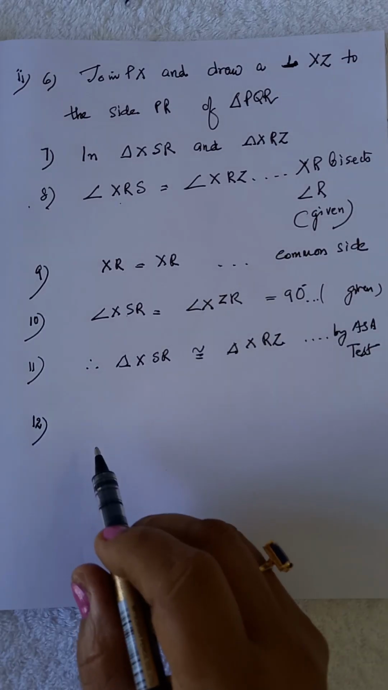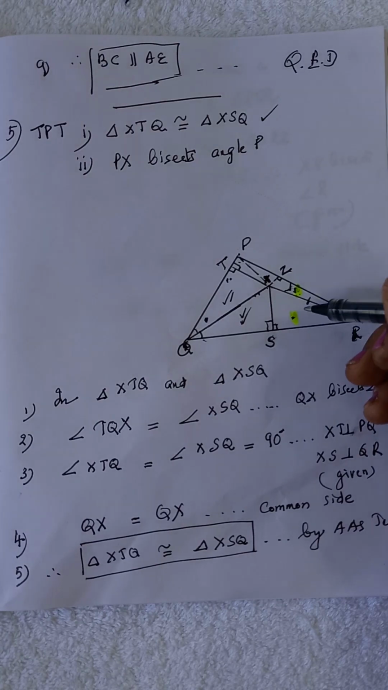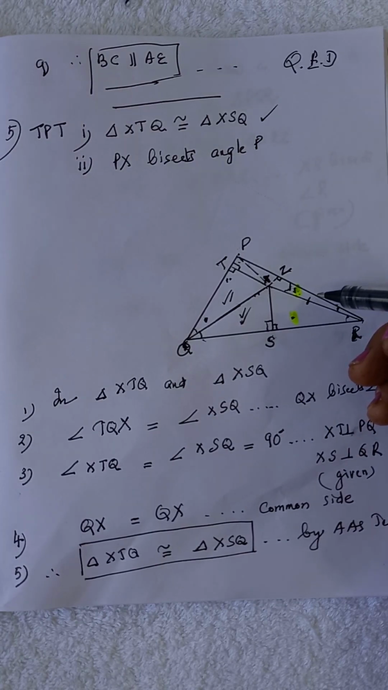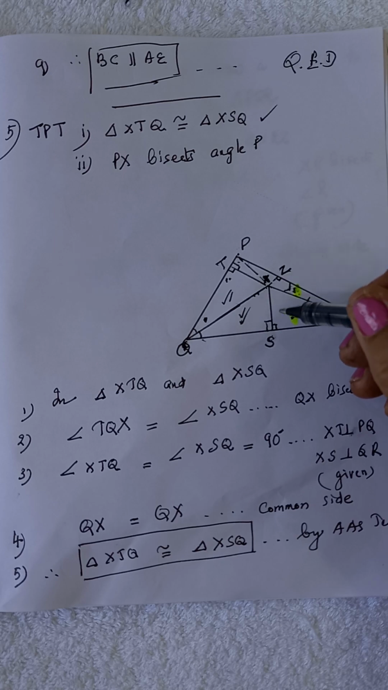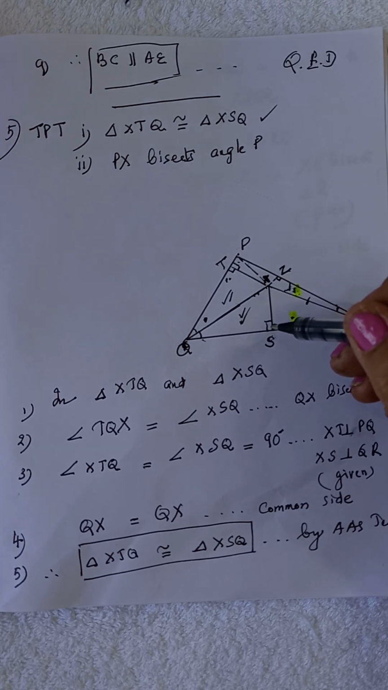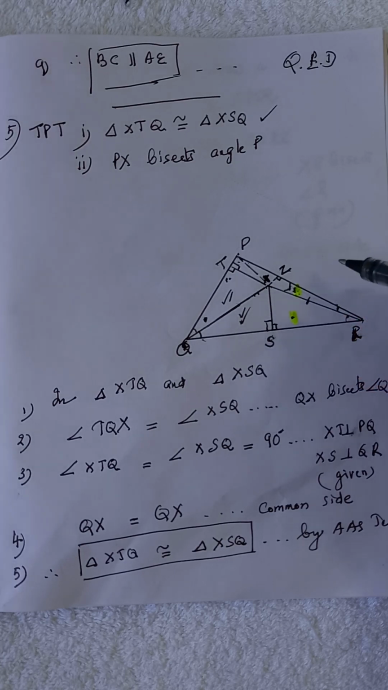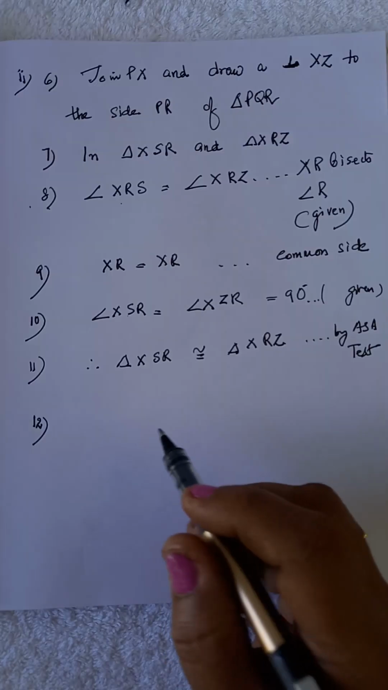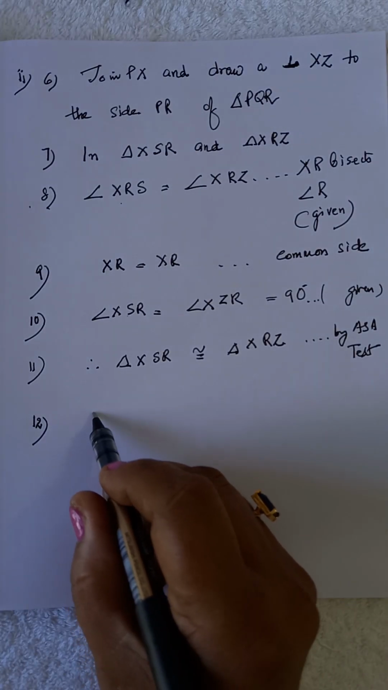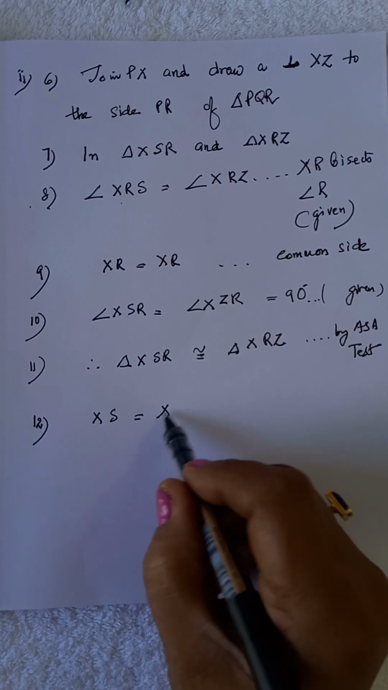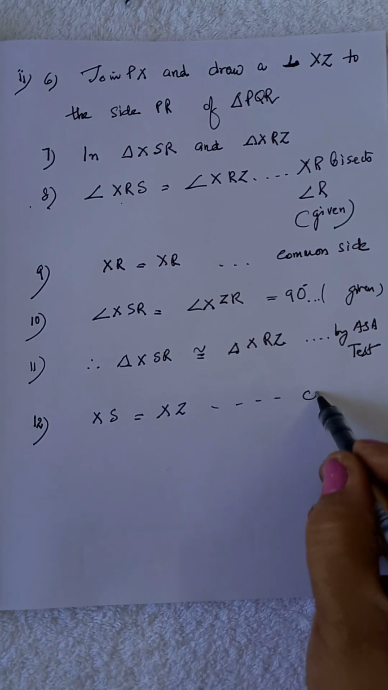Next point, as these two triangles are congruent, all their corresponding sides and corresponding angles also will be congruent. They will be equal. So this XS of this triangle is equal to XZ of this second triangle. So we can write the reason as CPCTC. So we can write the 12th point as XS is equal to XZ, reason CPCTC.